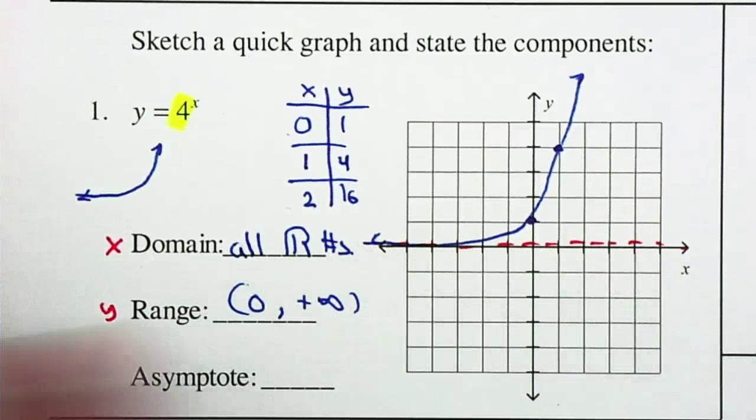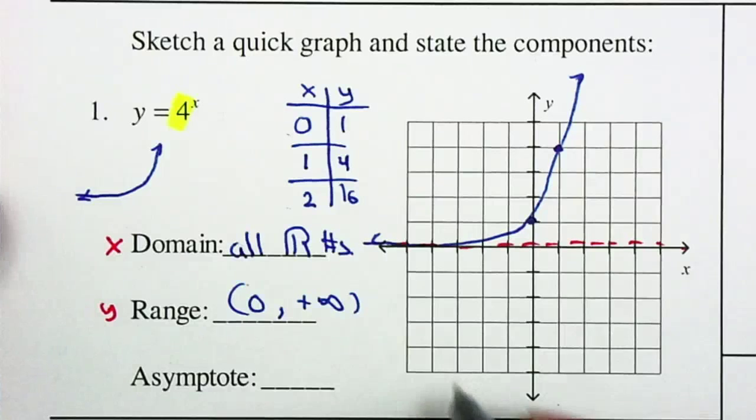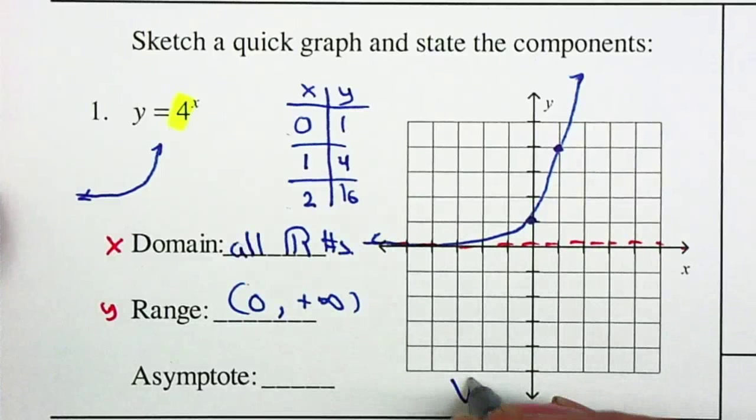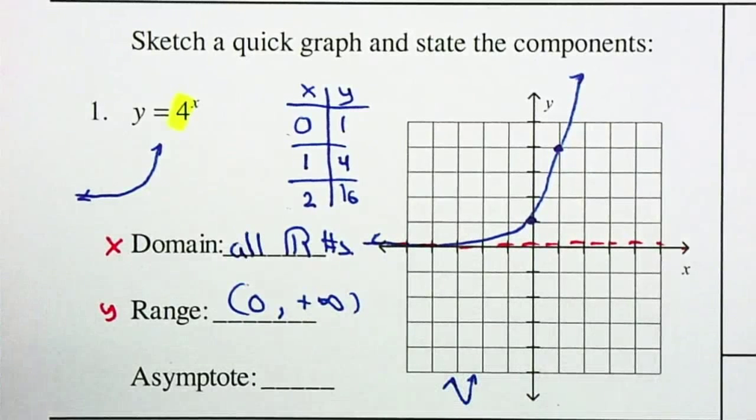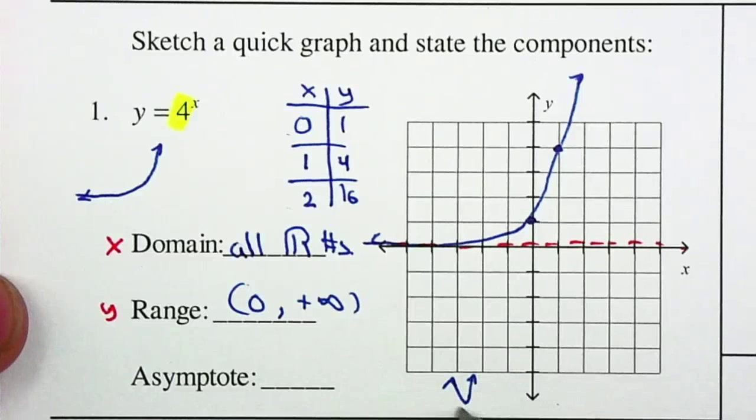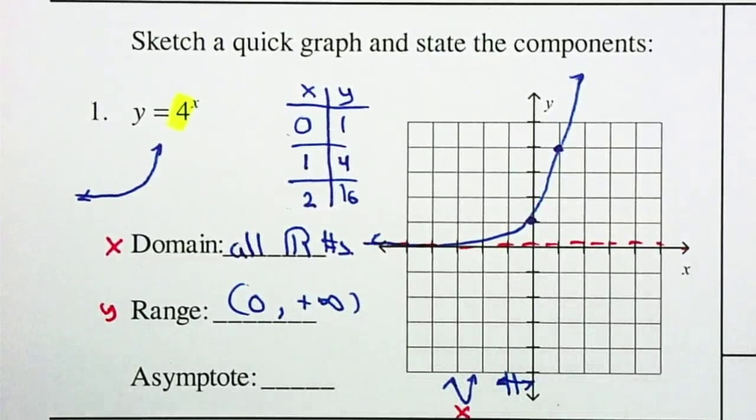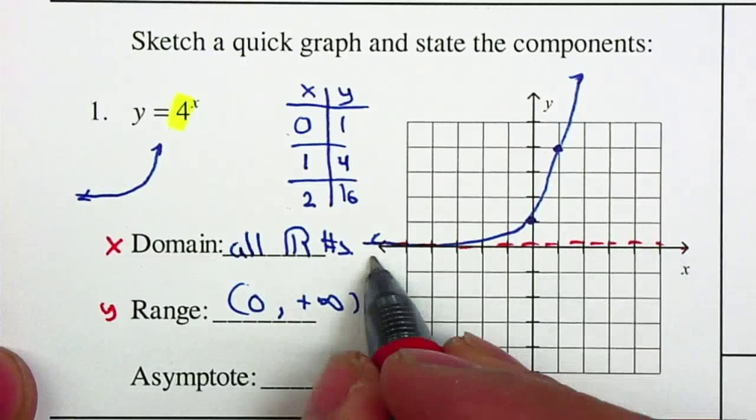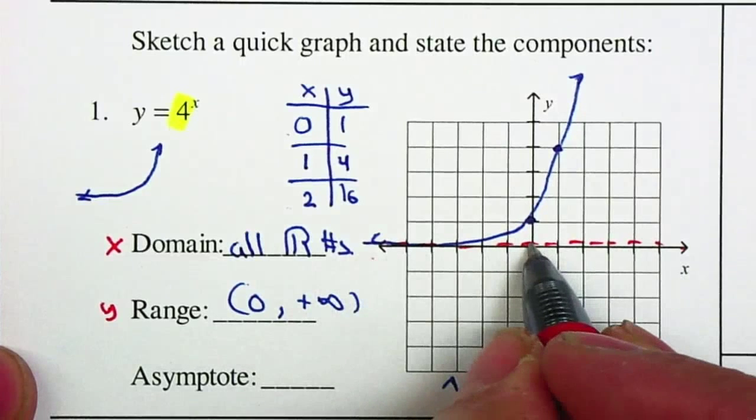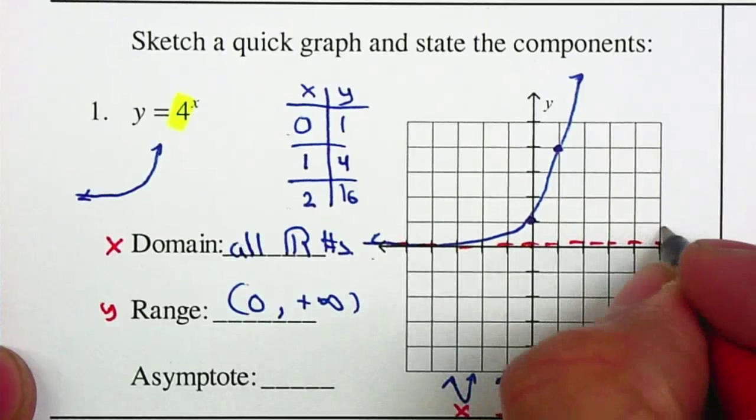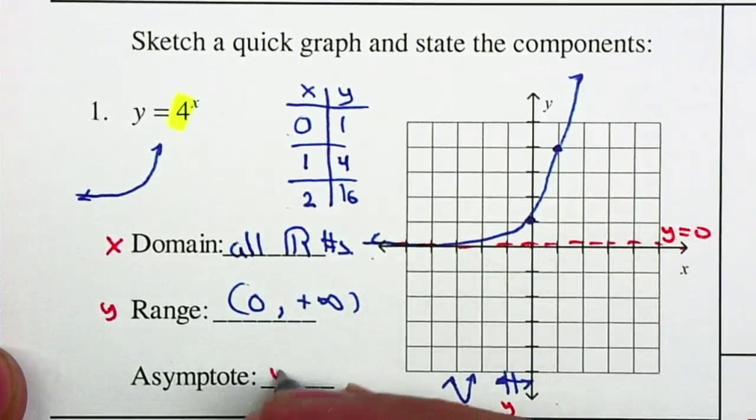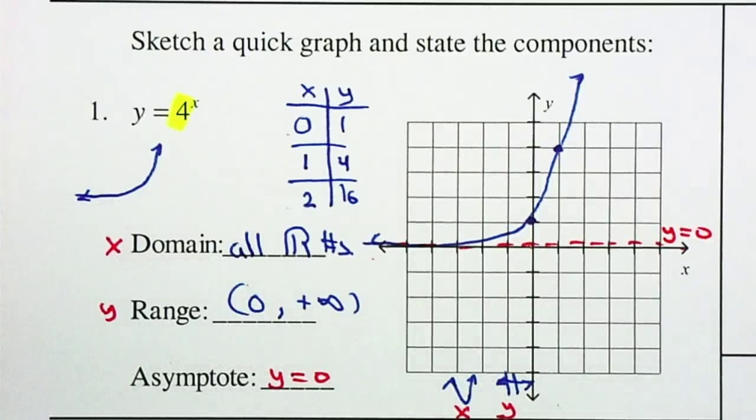And to find the equation, remember that if it's a vertical line, it's x equal to a number. If it's a horizontal line, it's y equal to a number. In this case, this is a horizontal line, and it's crossing the y-axis at 0. So therefore, the equation is y equal to 0. And that's a quick sketch.